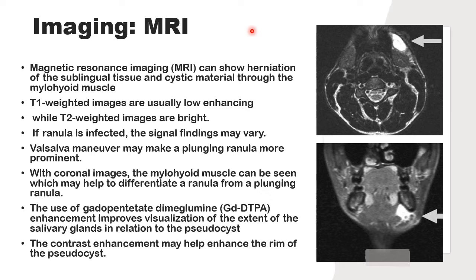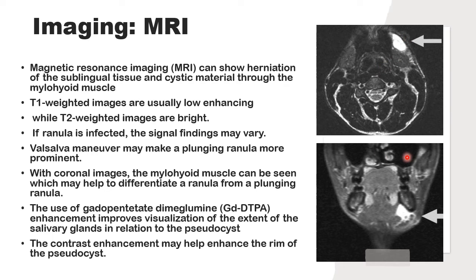MRI scans can also be very valuable in assessing the extent of ranulas, particularly plunging ranulas. T1 weighted images would give a low signal, but it is the T2 weighted images, like in here, that will give this bright signal. Of course, if the ranula is infected, and this is not very common, then the signal may vary.